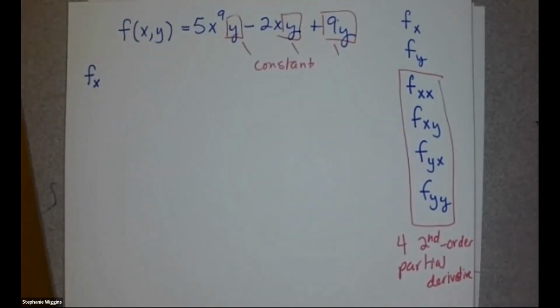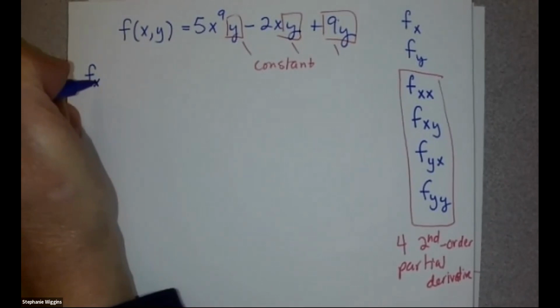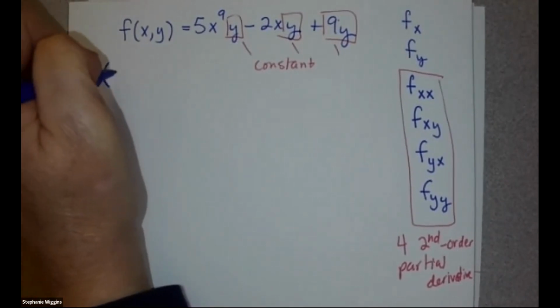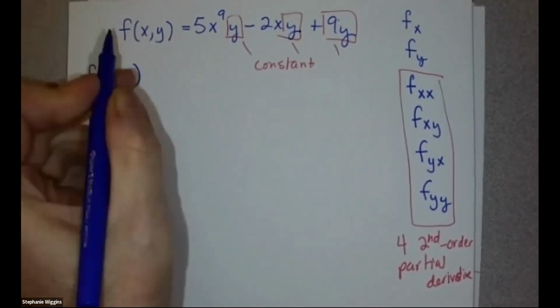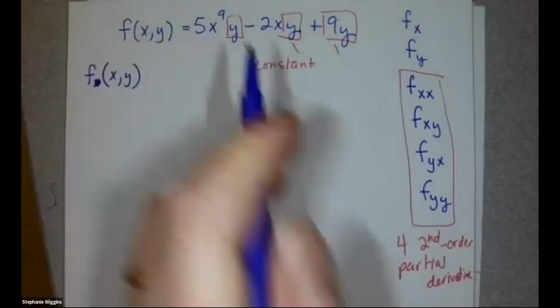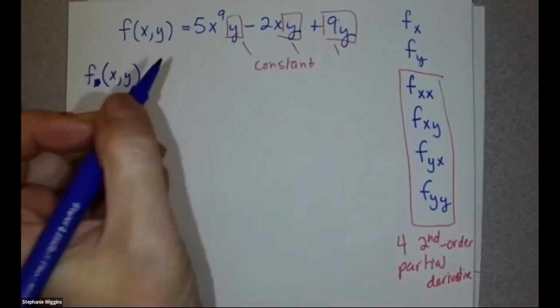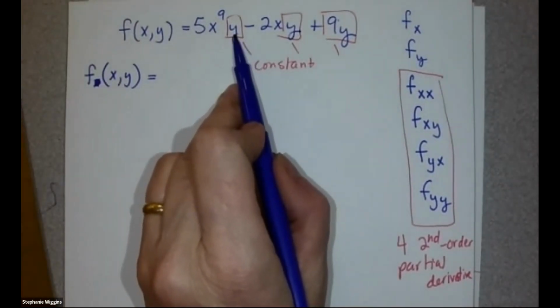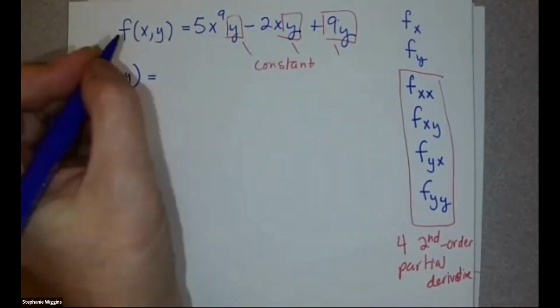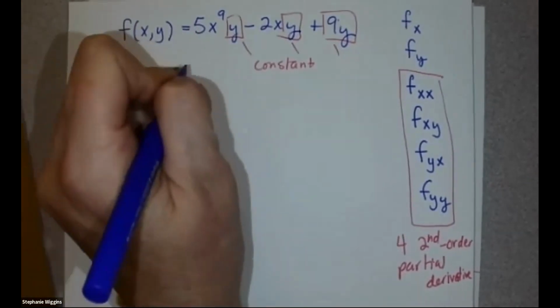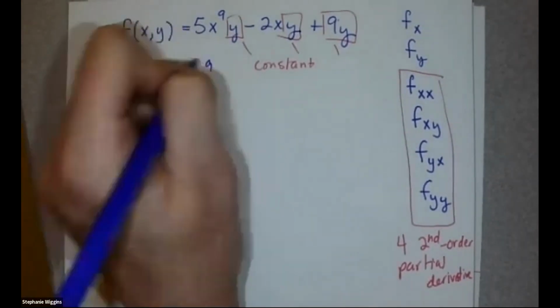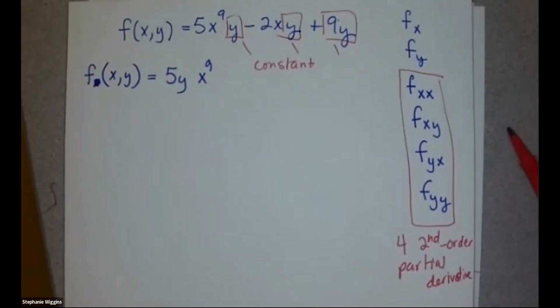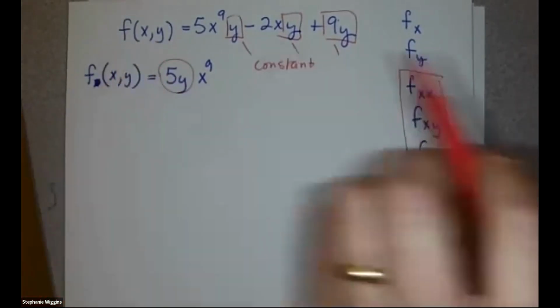And so I'd like to rewrite this function with the constants grouped together. I think that will help you understand what I'm doing here. Since this y is a constant, I'm going to group it with the 5. So I have 5y times x to the 9th. So we're treating this as a constant.